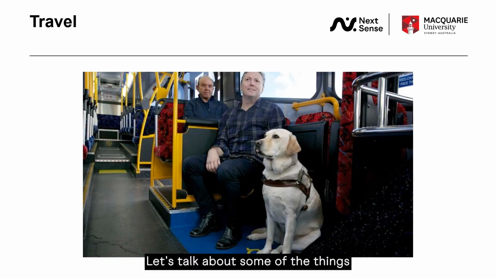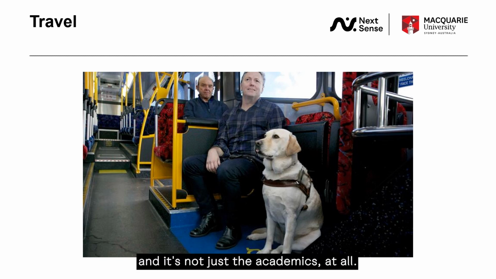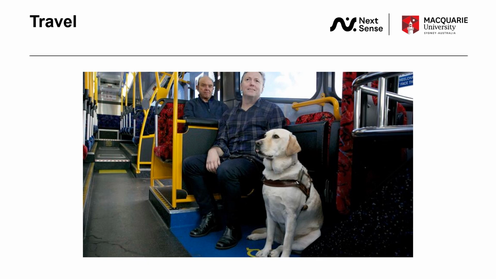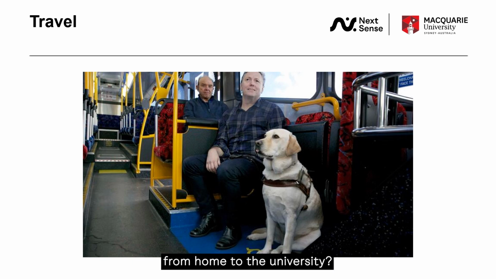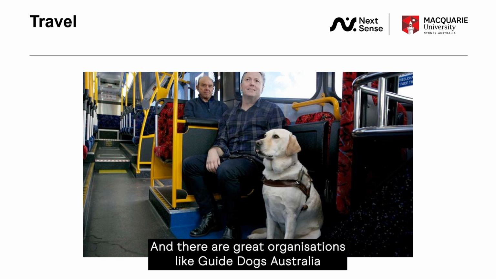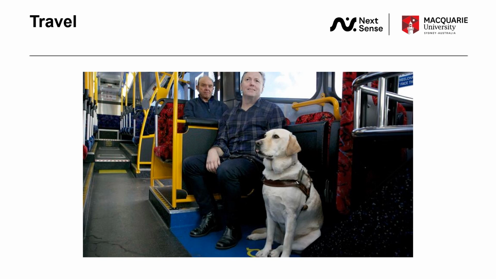Let's talk about some of the things that are critical to a student's success at university. And it's not just the academics at all. It's things like travel. How will the student be able to travel independently from home to the university? And there are great organisations like Guide Dogs Australia who will support learning how to travel independently. This is part of the pre-planning that goes on prior to the students starting at university.